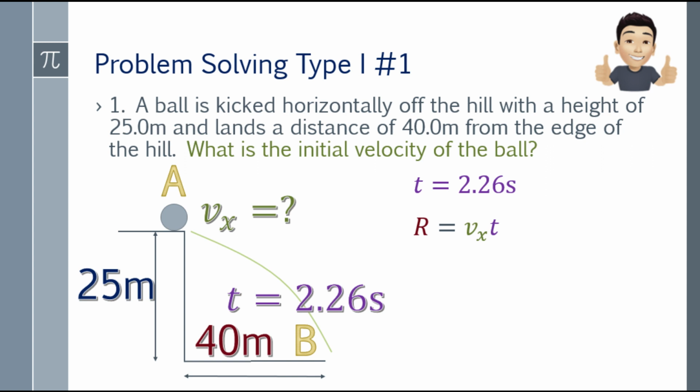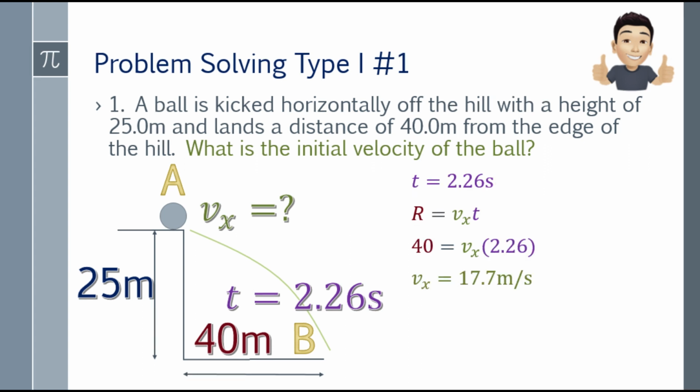Now, let's solve for the initial velocity. Meron tayong range is equal to initial velocity times time. So let's substitute the values. 40 is equal to the initial velocity times 2.26 seconds. So, hindi ko muna nilagay yung mga units para space saving. But make sure yung sa final answer dapat merong units. So, initial velocity, algebraically, 40 divided by 2.26, that will be 17.7. And the answer will be 17.7 meters per second.